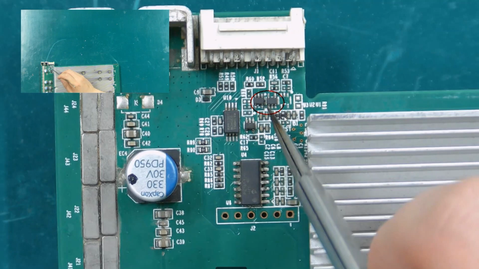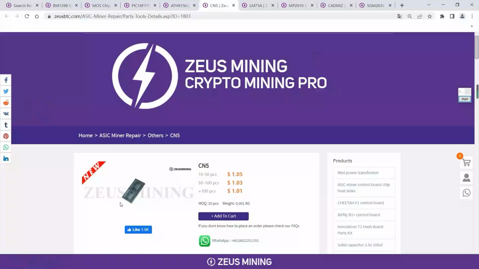These two chips are signal conversion chips. After they are damaged, the control board will not receive the signal they send back.